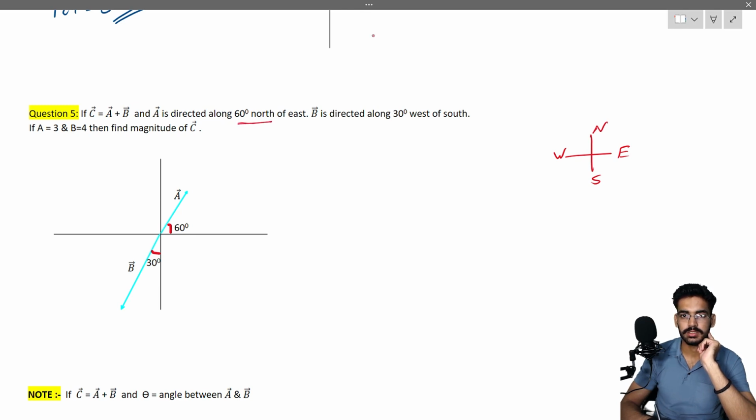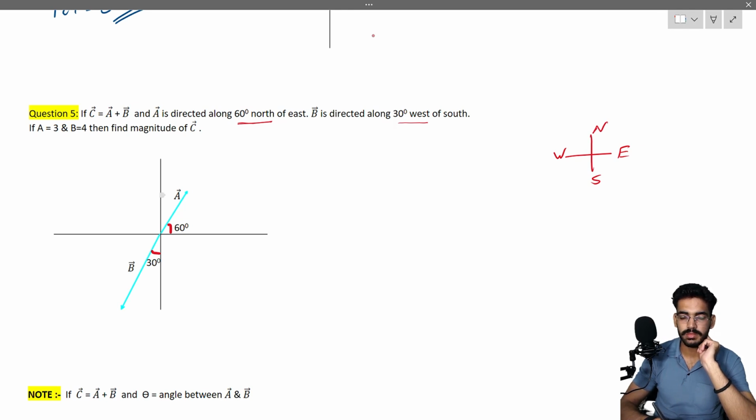60 degree north you have to go, from which direction? East direction. From east you go 60 degree north side. So this is 60 degree. Then he said B vector is directed along 30 degree west. 30 degree west you have to go, from which direction? From south. So from south you go 30 degree towards west.